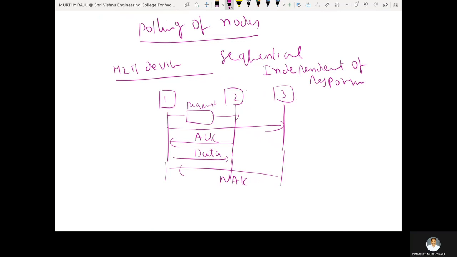Sequential means device 1 has some data and wants to send it to the second node. Device 1 sends a request to the second node. The second node is ready to receive data from the first node and sends an ACK to the first node. Therefore, the first node sends the data to the second node. Simultaneous operations are not possible. Then device 1 sends a request to the third node after completion of the communication between 1 and 2. That is called sequential operations.